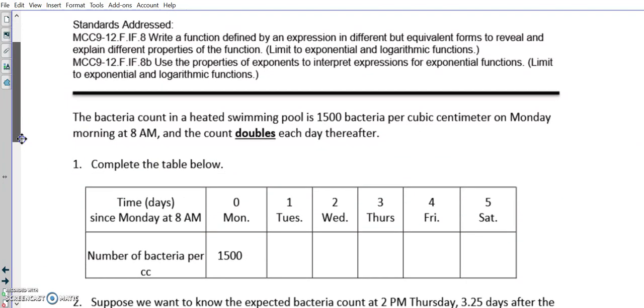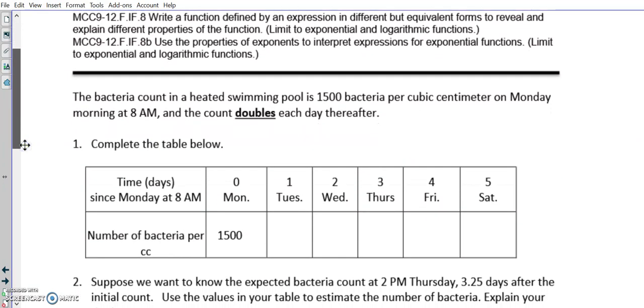So in this activity it says bacteria count in a heated swimming pool is 1,500 bacteria per cubic centimeter on Monday morning at 8 a.m. and the count doubles each day thereafter. So each day that count of bacteria doubles. Gross, but we're going to go with it.